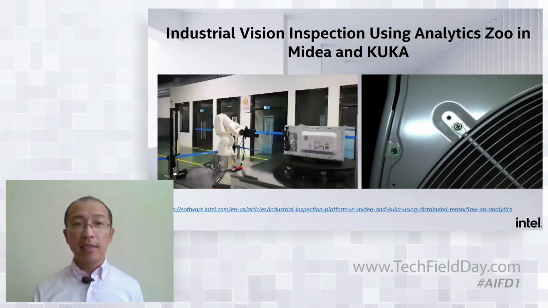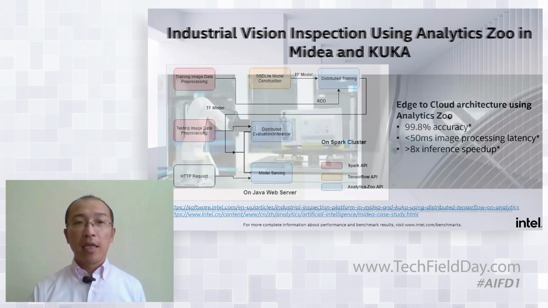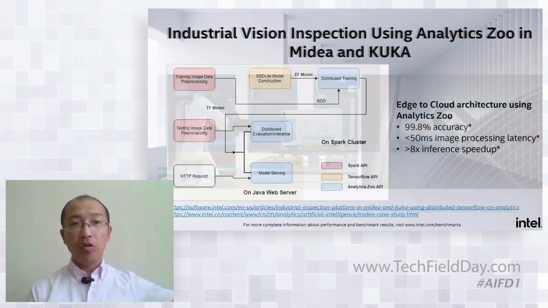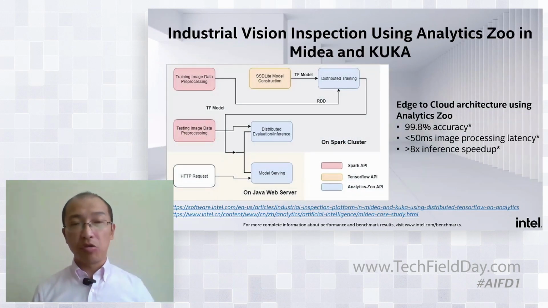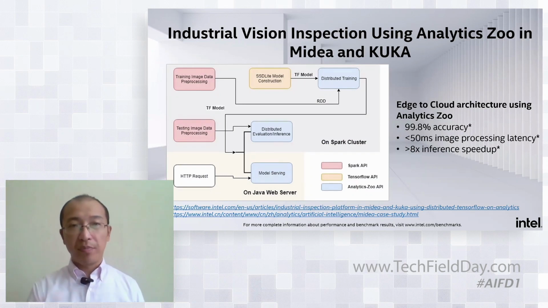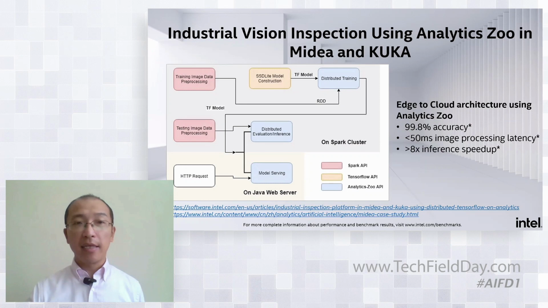So in this case, again, they are using a TensorFlow object detection model, but they have a lot of images stored in the distributed file system. So we use Spark to do the data processing, and again, take the TensorFlow model to the distributed training and the distributed inference or evaluation.